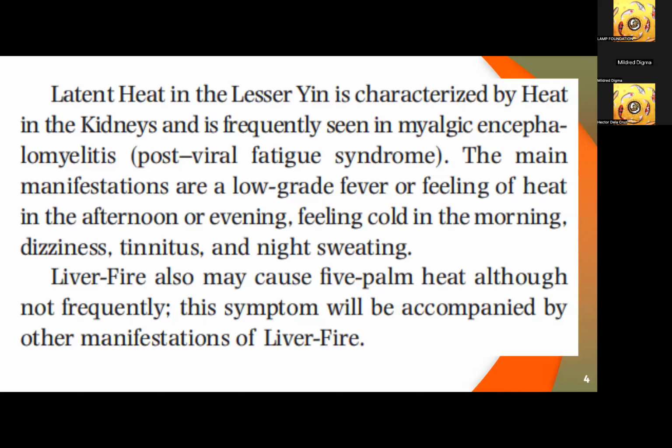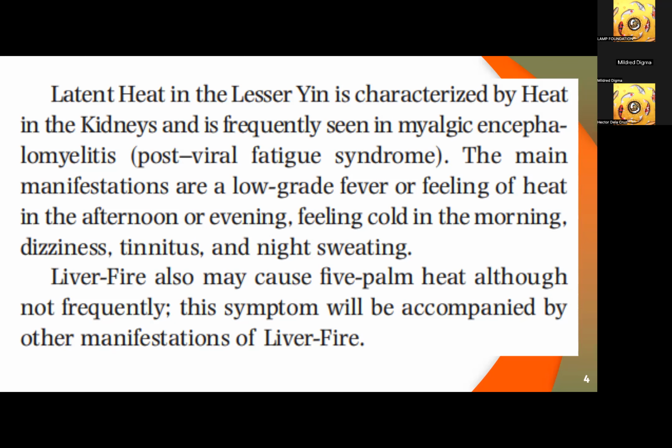So, 5-palm heat with latent heat in the lesser yin is characterized by heat in the kidneys and is frequently seen in myalgic encephalomyelitis, post-viral fatigue syndrome. The main manifestation are a low-grade fever or feeling of heat in the afternoon or evening. Mainit yung pakiramdam. Tapos, pag umaga naman, feeling of cold in the morning. Tapos nahihilo siya, nagkakaroon ng tinnitus, at pag gabi naman, nagkakaroon ng night sweating.